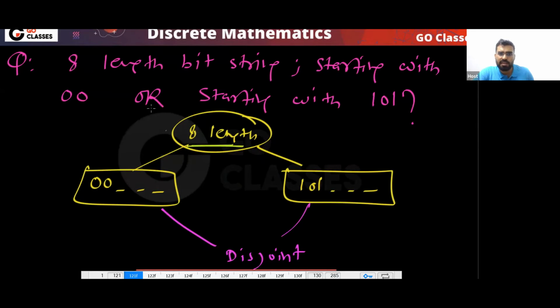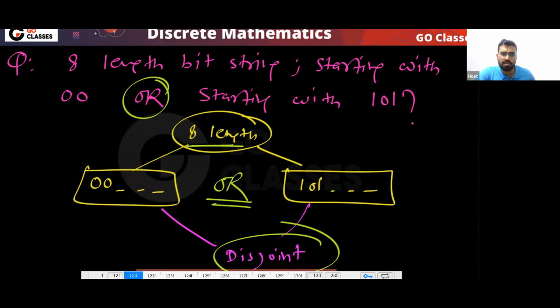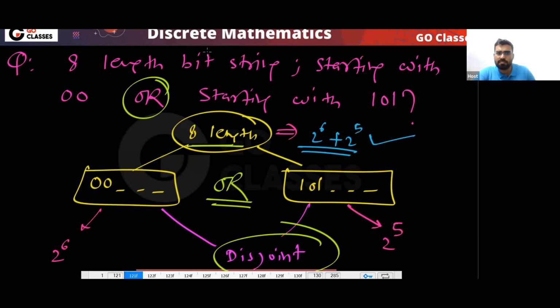So you want 8 length. Either you want this or you want this, and you can notice they are disjoint. So finally the answer will be what? How many here? 2 power 6. How many here? 2 power 5. So the final answer will be 2 power 6 plus 2 power 5. This is correct.